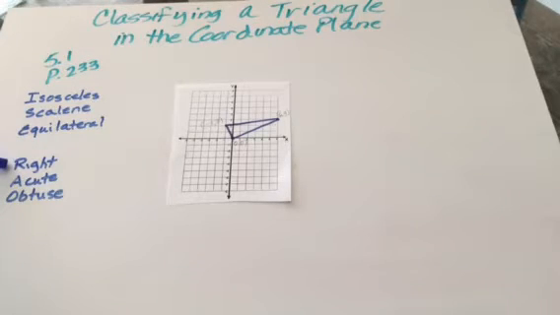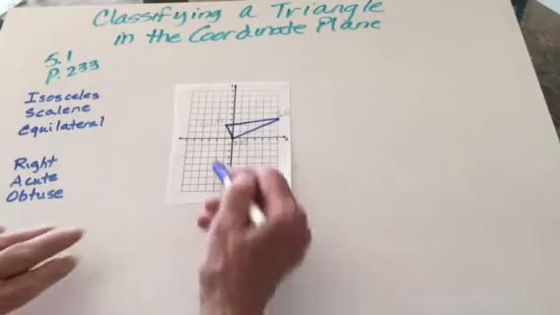A right triangle, of course, has a 90-degree angle. Acute means all the angles are less than 90. They can't equal 90, it has to be 89 or whatever. And obtuse is greater than 90. All right, so here we have a triangle.